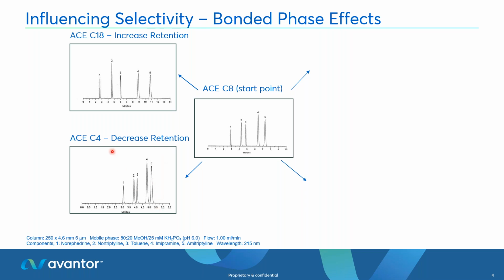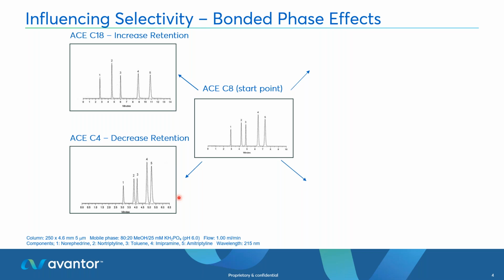And the same goes for a shorter alkyl chain, a short C4 chain. Now I've got elution order exactly the same, 1 through 5, but the retention times are different. They're shorter. There's less hydrophobic retention. But I'm not really changing, I'm not really influencing selectivity.